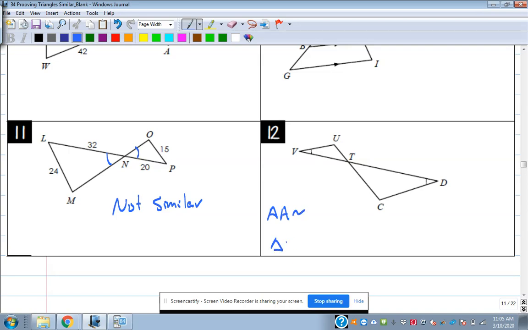Triangle UTV similar to triangle CTD would be a valid statement for that. All right. Let's see.